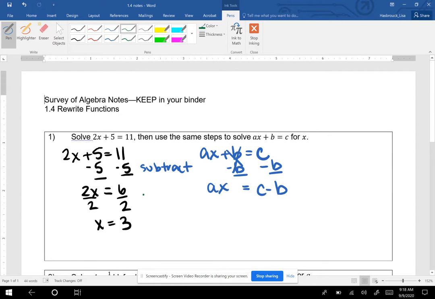Next, we divided. Notice on the first problem, we divided both sides by 2. We divided by what we want to move. So on this other problem, we're going to divide by what we want to move. We want to get x alone, so we're going to divide by a. And I'm going to divide this entire side by a. The a's cancel out here. x is alone, and it equals c minus b divided by a. So notice you use the same reverse order of operations to solve functions with just letters as you would with a regular problem.